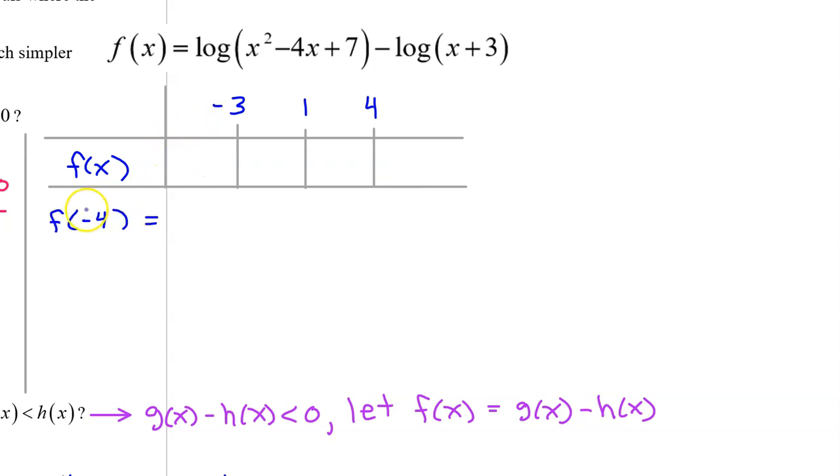In the first interval, I want to use negative 4 as a test value. If I plug in negative 4, that's negative 4 plus 3, that's negative 1. You cannot take the log of a negative number. So f at negative 4 is undefined. In the next interval, let's use a test value of 0. We can do this mentally. If we plug in 0 for these x's, that just leaves the log of 7 minus the log of 3.